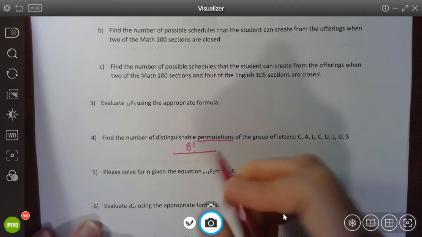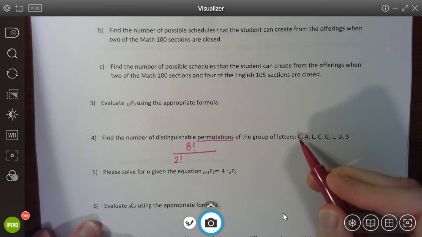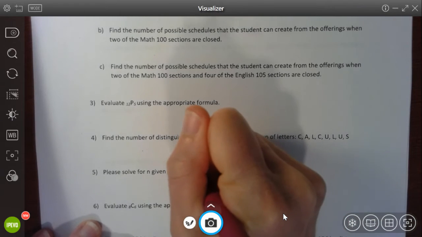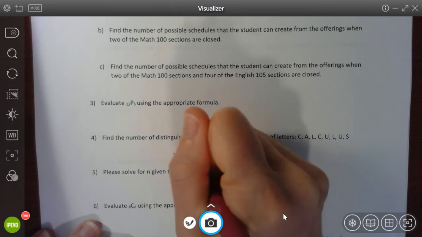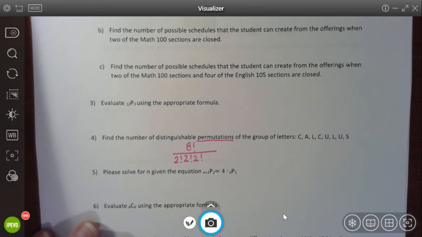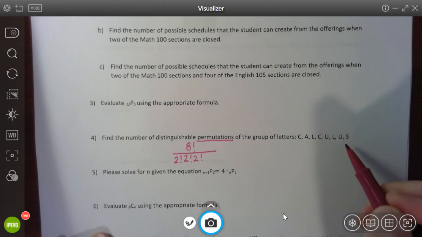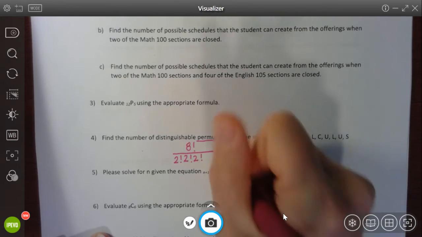So we're going to divide out 2 factorial to take care of the 2 repeated C's. We're also going to divide by 2 factorial to take out the repeated L's. And we're going to divide again by 2 factorial to take out those repeated U's. You'll notice the answer key in the book also put a 1 factorial and a 1 factorial, but that's just to show the different ways that the A and the S could be shuffled up in there. And it's really just 1, so I'm not going to bother with that.